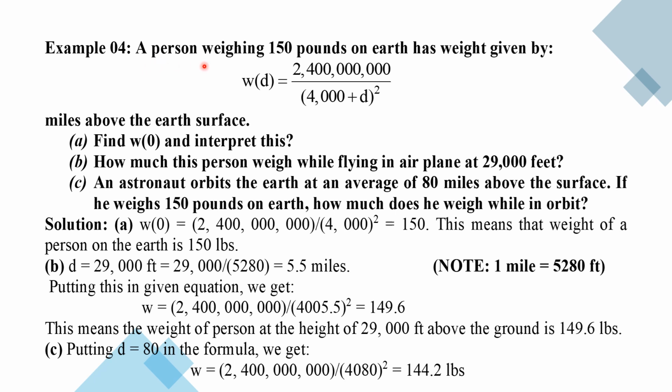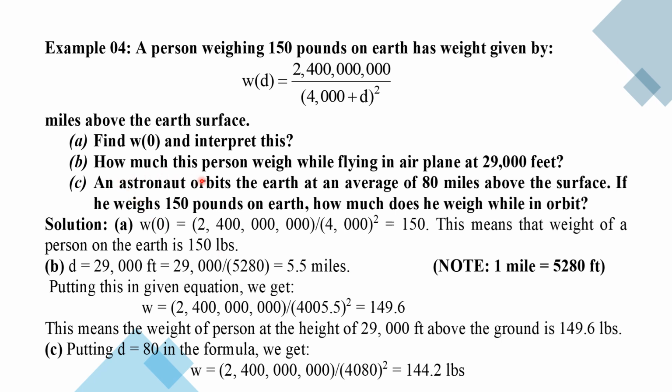Another example: a person weighing 150 pounds on earth has weight given by this formula, W of D equals 150 times (4000 over 4000 plus D) square, where D is miles above the earth's surface. Find W at 0. Replace D with 0, and after calculating we get 150. This means the weight of the person is 150 pounds.